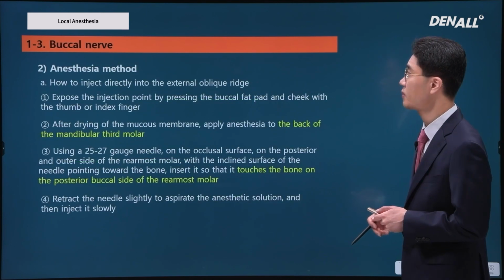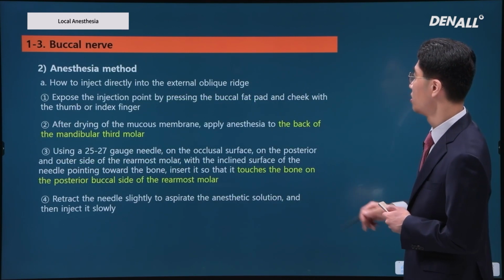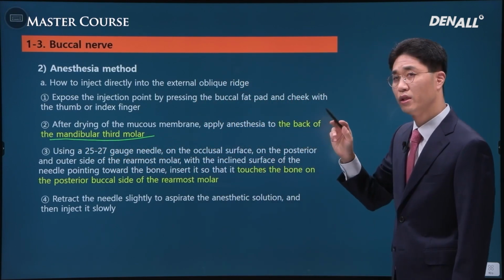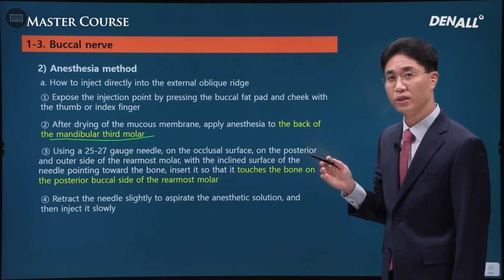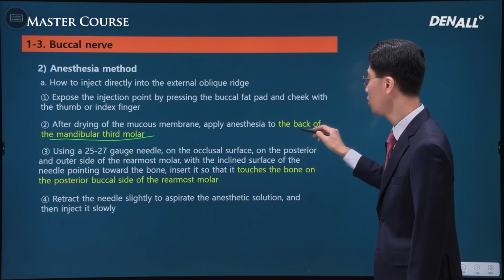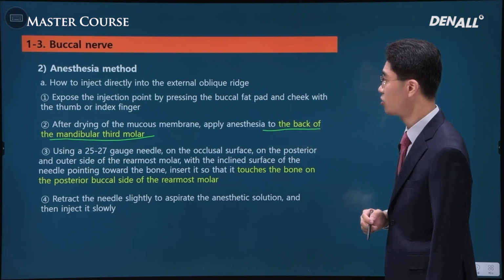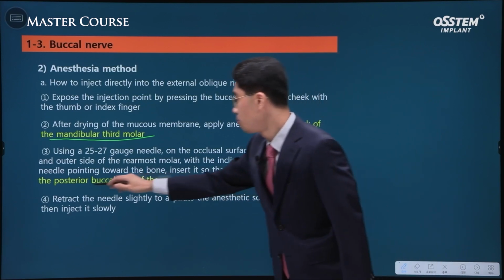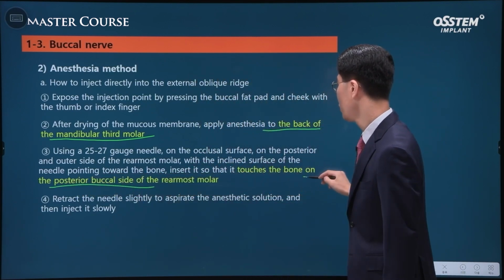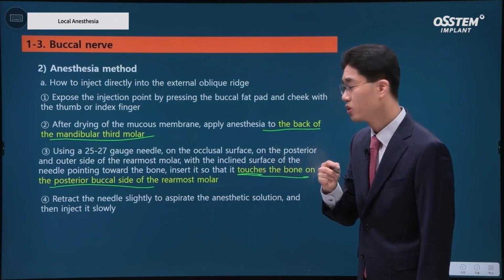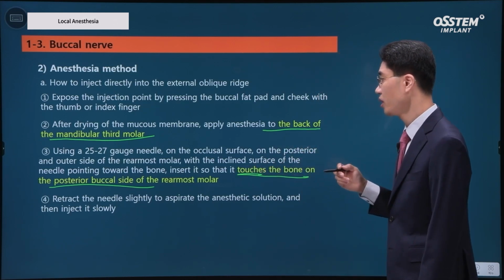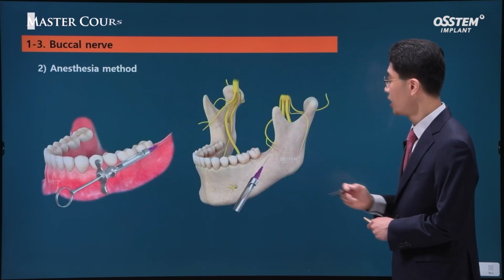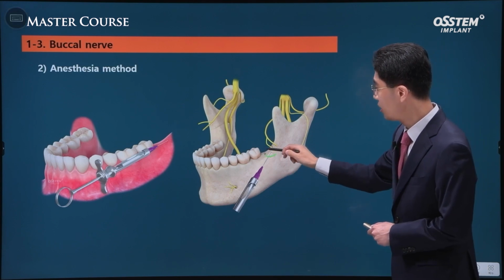As written, anesthesia should be applied to the back of the mandibular third molar or second molar. Anesthesia should be inserted towards the back. As with the rest, you need to insert the needle to the level it touches the posterior buccal side of the most distal molar. After that, you need to perform anesthesia as mentioned. If you look at the image, the position is here where the needle should be inserted.